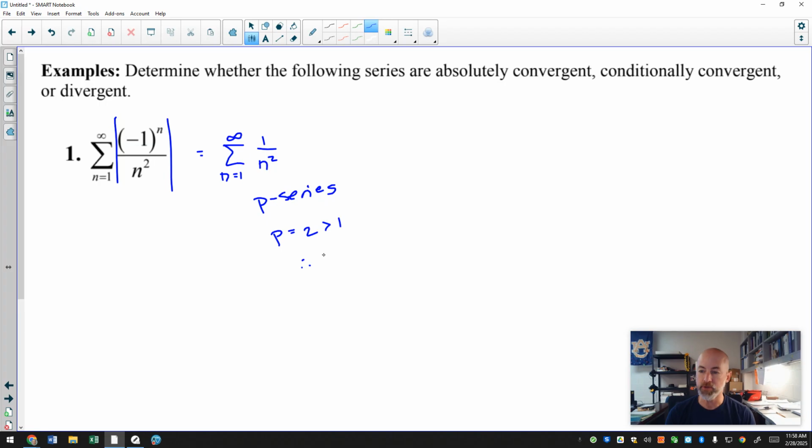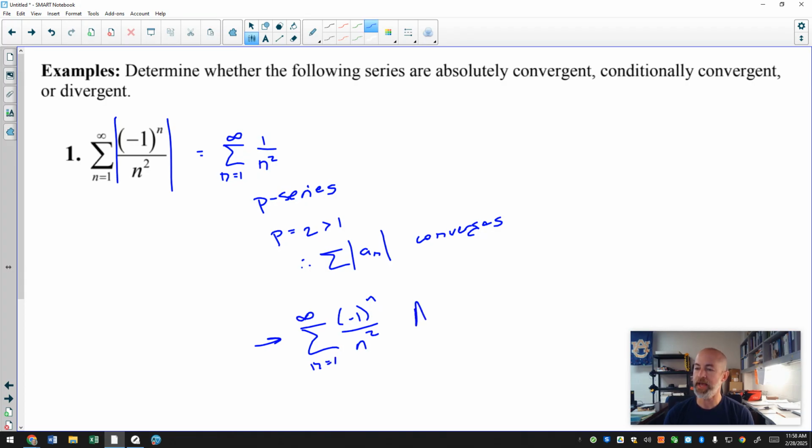Therefore, the absolute value of my series converges, which means that my original series, negative 1 to the n over n squared, is absolutely convergent. I'm spending more time writing than I'm talking. Okay, so that one was pretty nice. If the absolute value of your series converges, then your series is absolutely convergent.